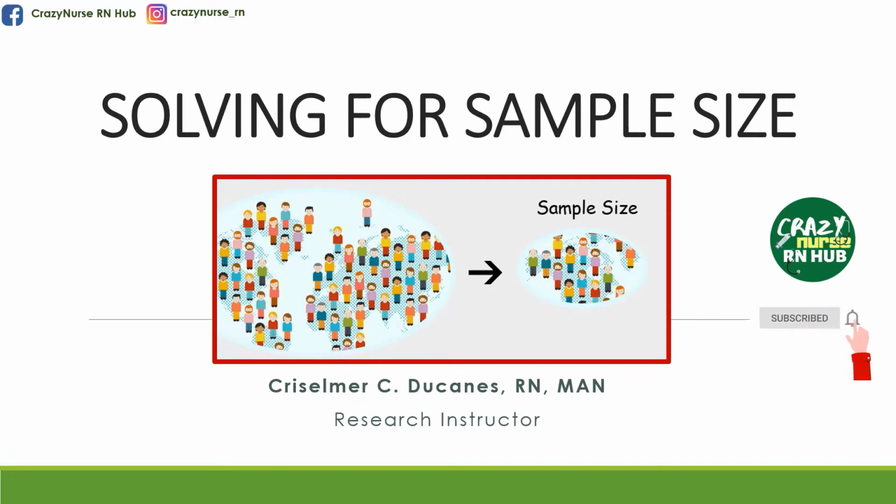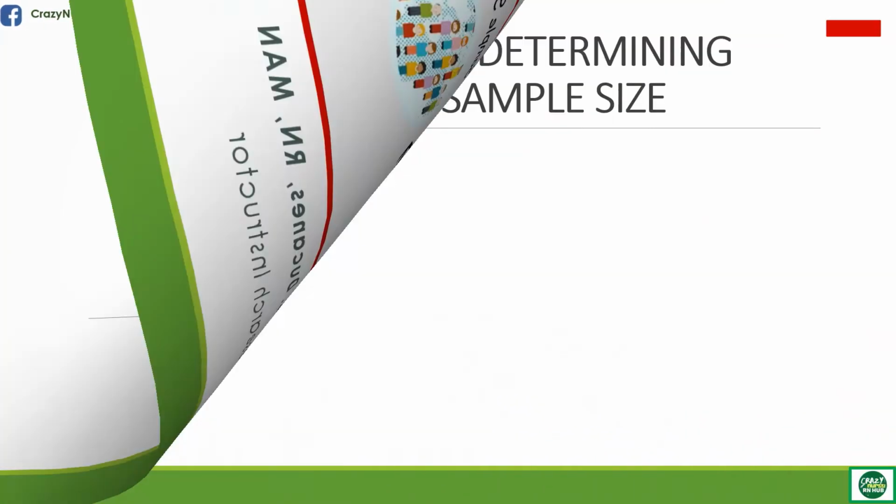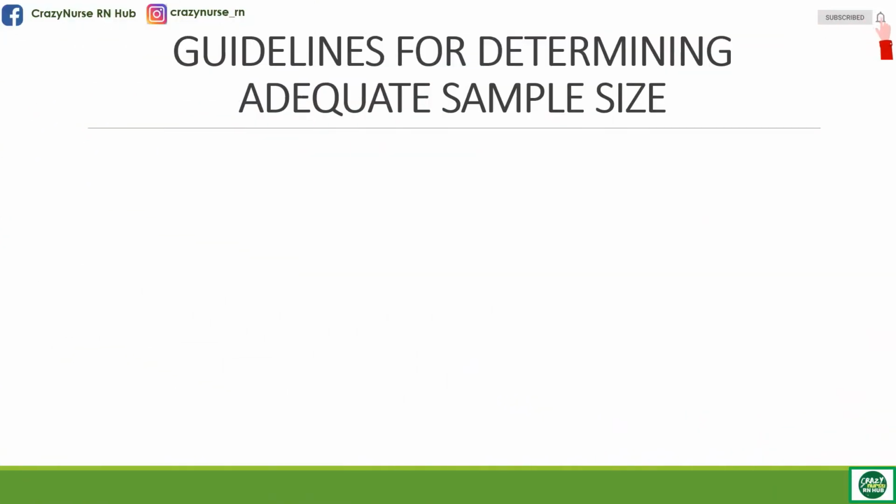Hi there, students. My name is Criselmer Docanes, and I am your research instructor. For today's topic, we have solving for sample size. The size of a sample is usually determined before the conduct of any study. There are no fixed rules in determining the size of a sample needed. However, there are broad guidelines that should be observed in determining the size of a sample.